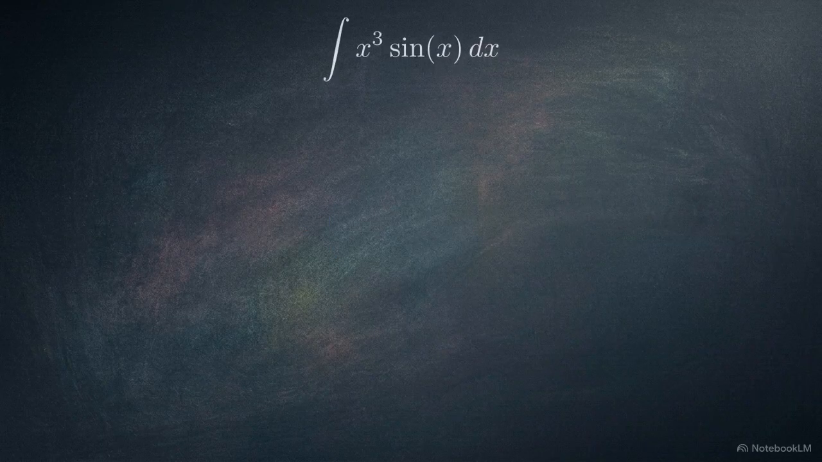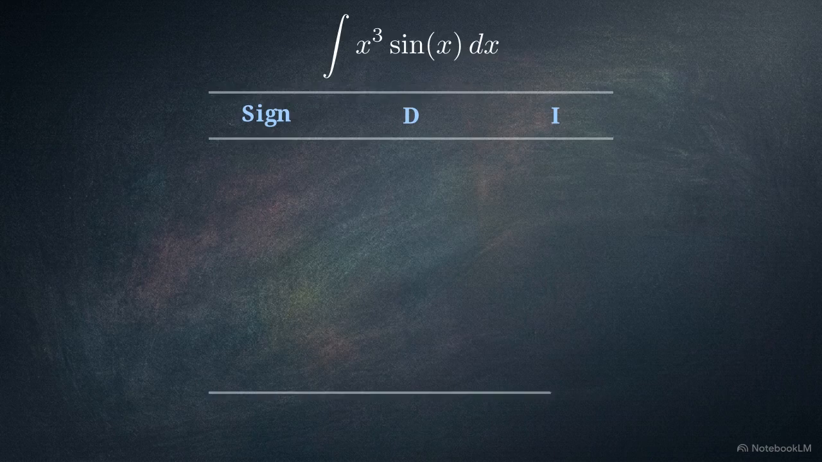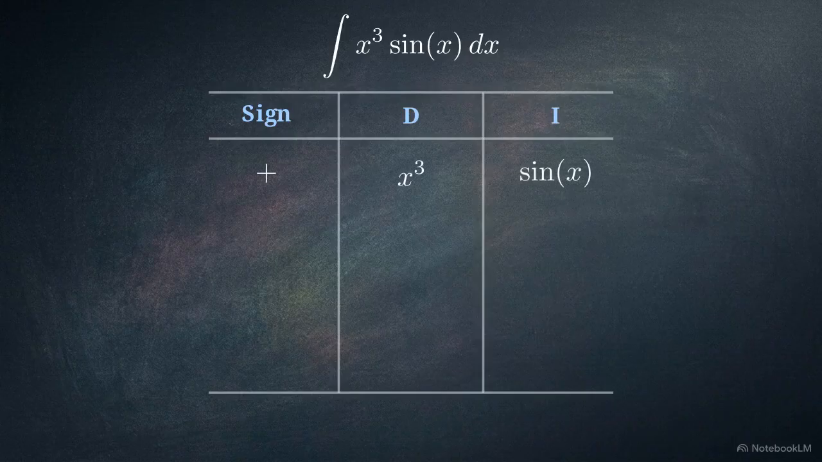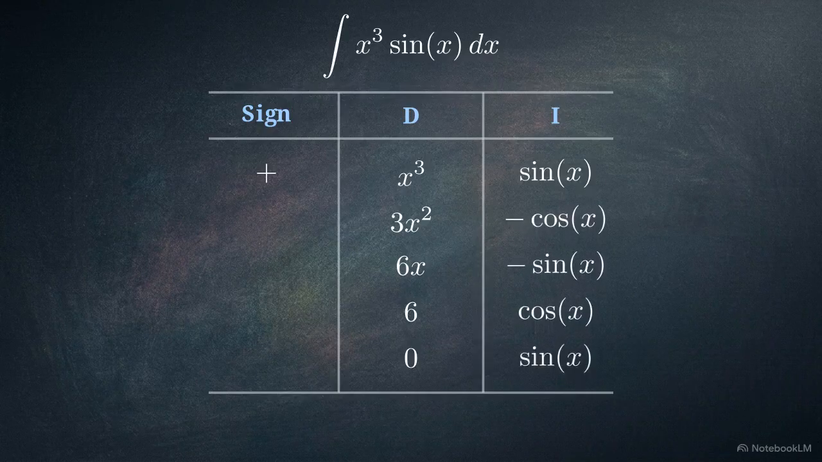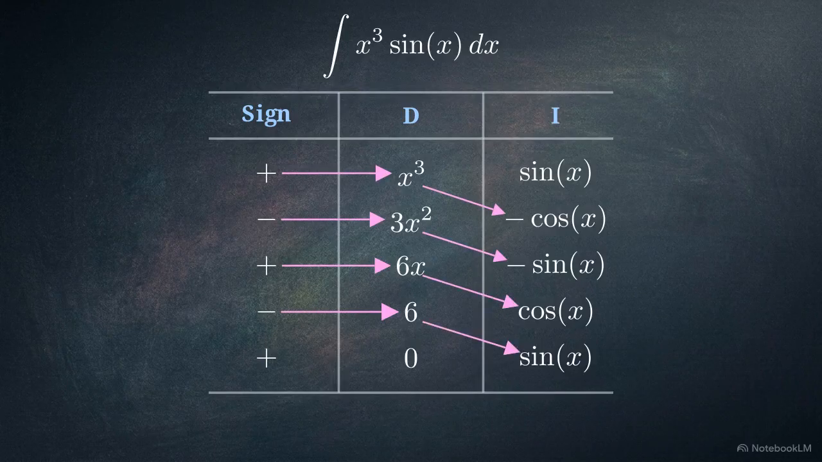The tabular, or DI method, organizes these recursive steps into a 3-column matrix. We assign u to the derivative column and dv to the integral column, while the first column tracks the alternating signs required by the formula. We differentiate x cubed until it terminates at 0, and integrate sine x an equal number of times. The solution is the sum of diagonal products.